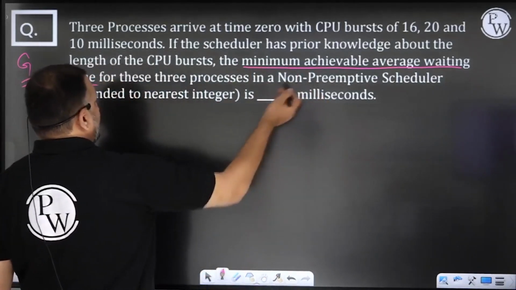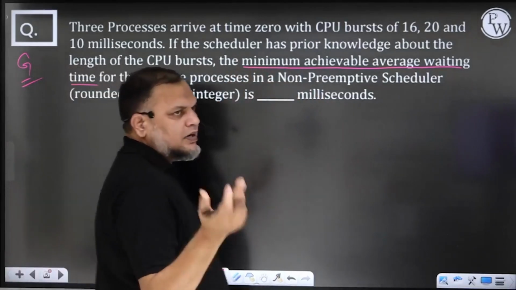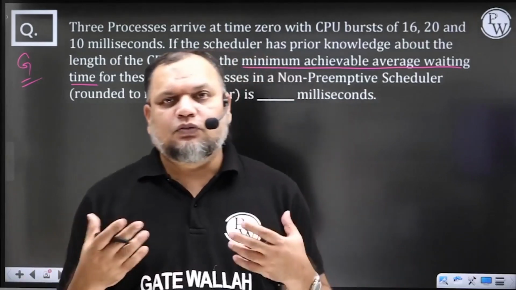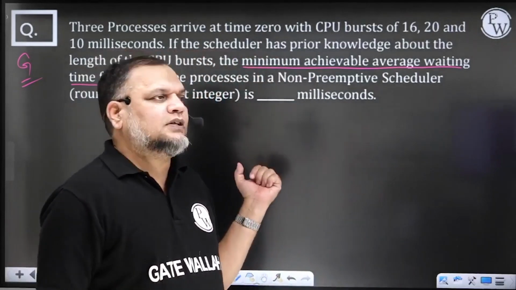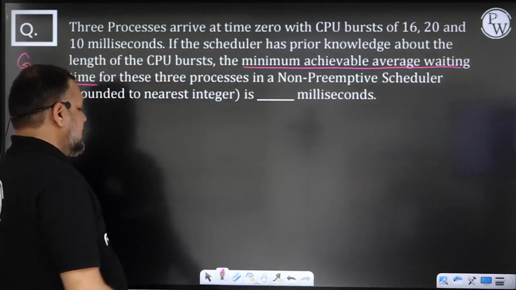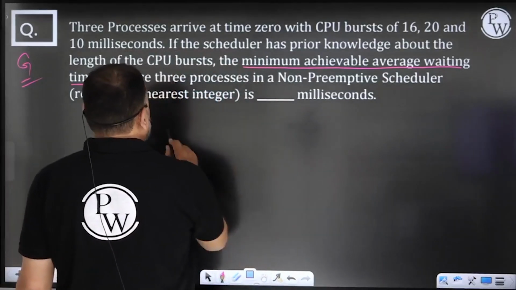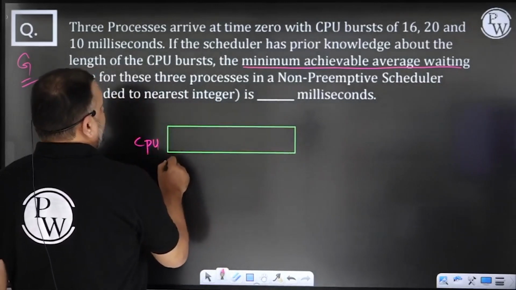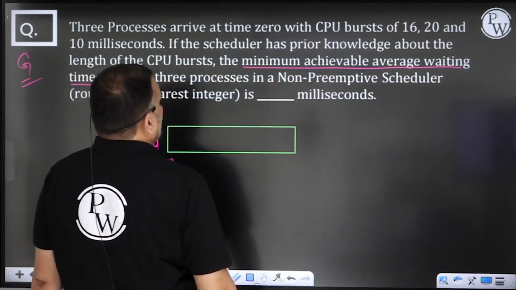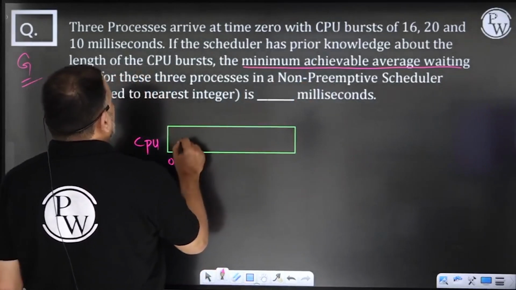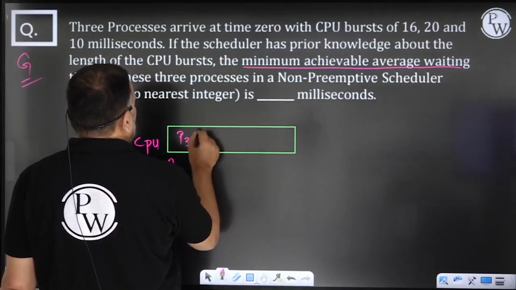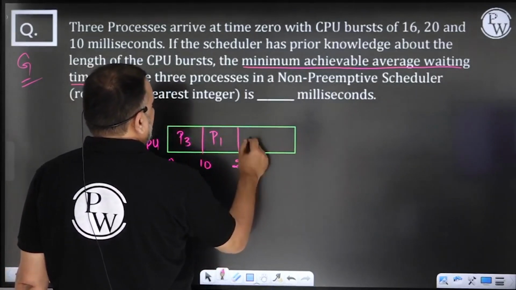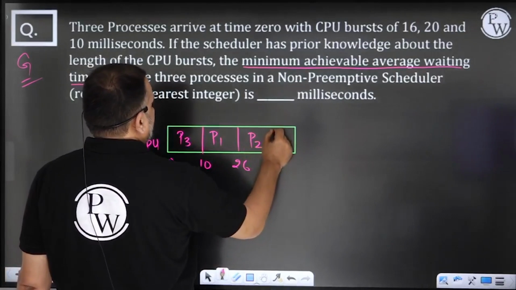SJF can be preemptive and non-preemptive both, is it not? So we have to apply non-preemptive because it is given in the question. So let's start playing with SJF. Very simple chart. Time 0. The burst times are 16, 20 and 10. So naturally I am supposed to run P3 for 10 units. Then P1 for 16 units, up to 26. Then P2 for 20 units, up to 46.